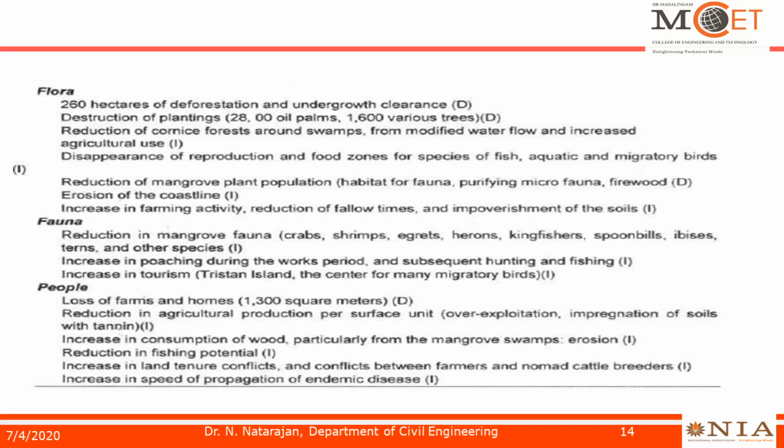When it comes to the category of people, loss of farms and homes, a direct impact. Reduction in agriculture production is an indirect impact. Increase in consumption of wood, particularly from the mangrove swamps, is an indirect impact. Reduction in fishing potential is an indirect impact. Increase in land tenure conflicts and conflicts between farmers and cattle breeders is an indirect impact. Increase in speed of propagation of endemic disease is an indirect impact.